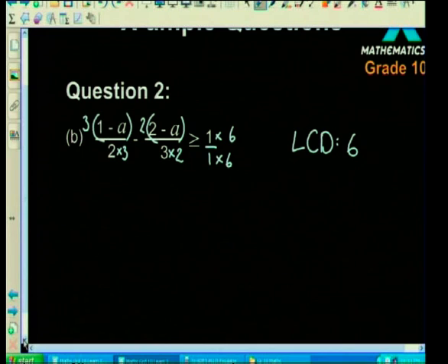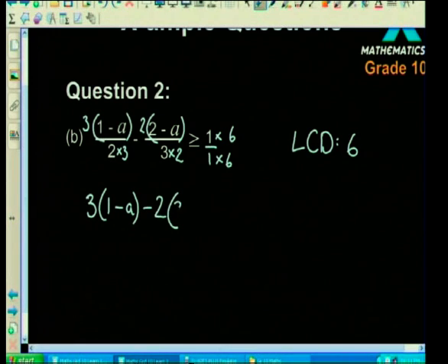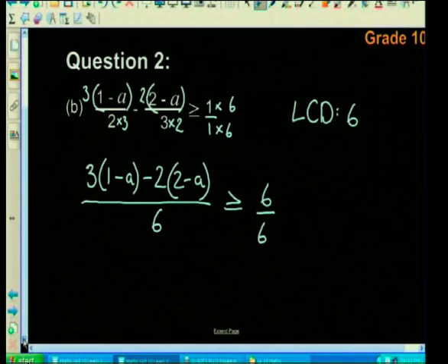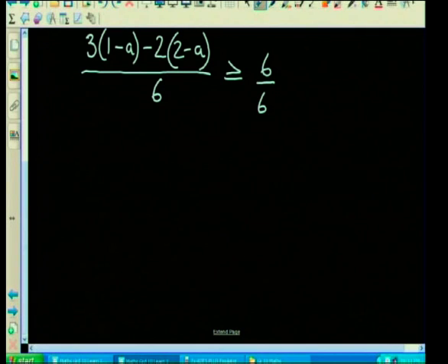Now that we've done that, let's put it all over one fraction. So we've got 3(1 minus a) minus 2(2 minus a), all over 6, which is greater than or equal to 6 over 6. How do I get rid of the two denominators? I'm going to multiply both sides by 6, and I'm going to be left with 3 minus 3a.